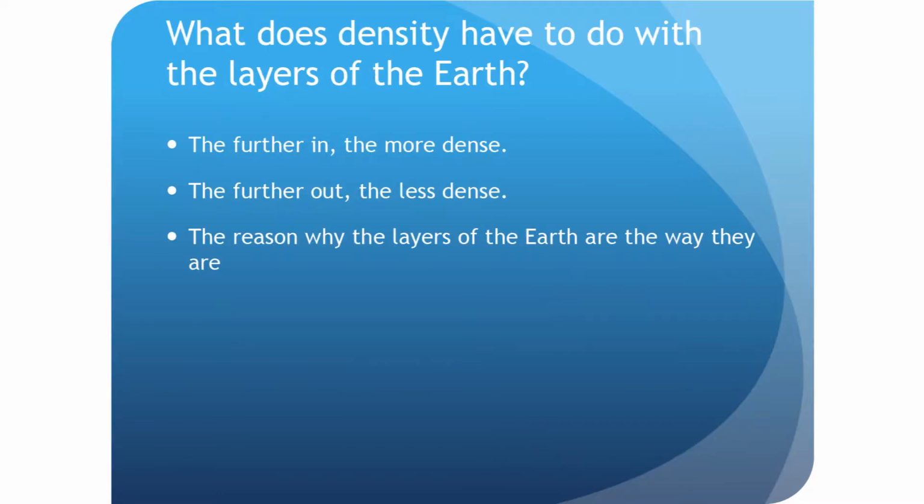So what does density have to do with the different layers of the Earth? Here's the rule again. The further in you go, the more dense it is, and the further out you go, the less dense it is. So the reason why we see the layers layered the way they are is because of the different densities of each of the layers.